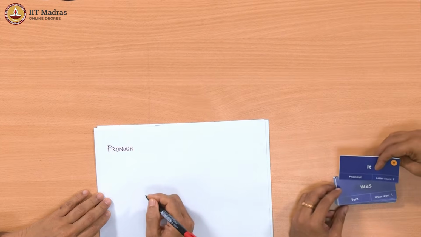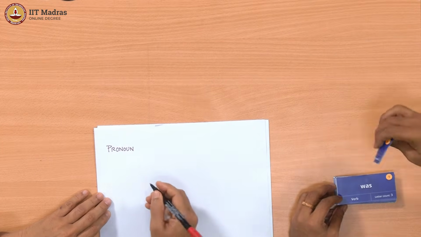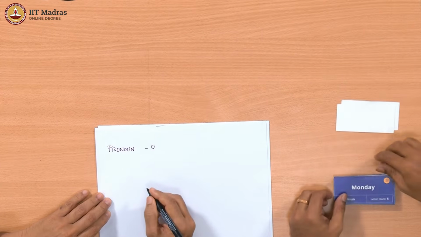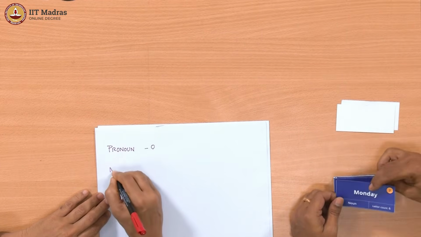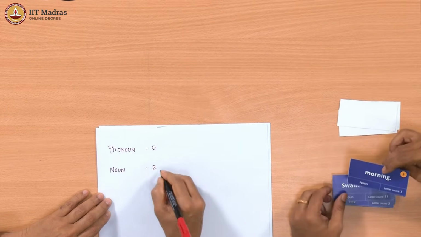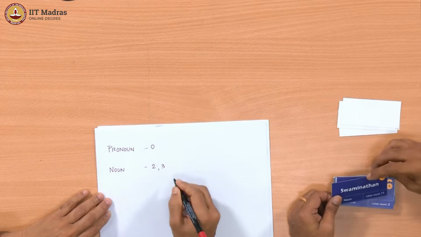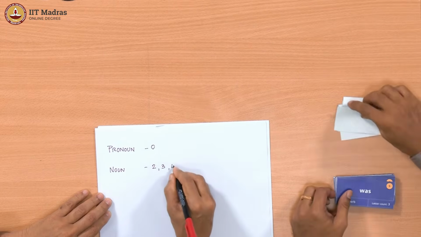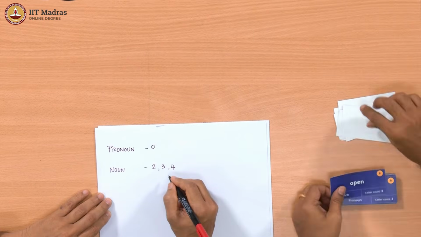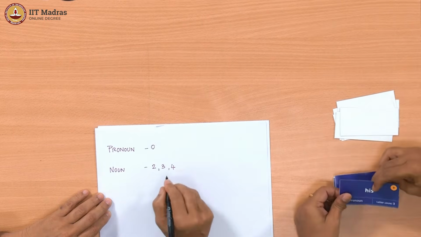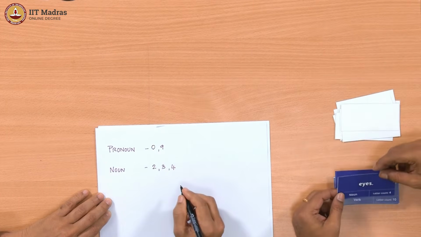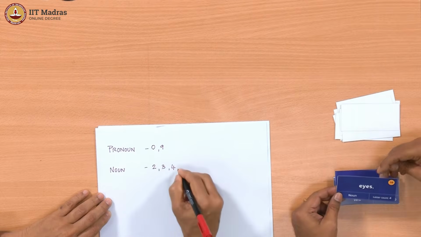Okay. So it is a pronoun, and it's word number 0. So the first pronoun is 0. This is the verb, so I'm skipping it. Monday is a noun. 2. Morning is a noun. 3. Swaminathan is a noun. 4. This is verb, adjective, preposition, verb, pronoun. His is a pronoun. 9. Ice is a noun. 10.